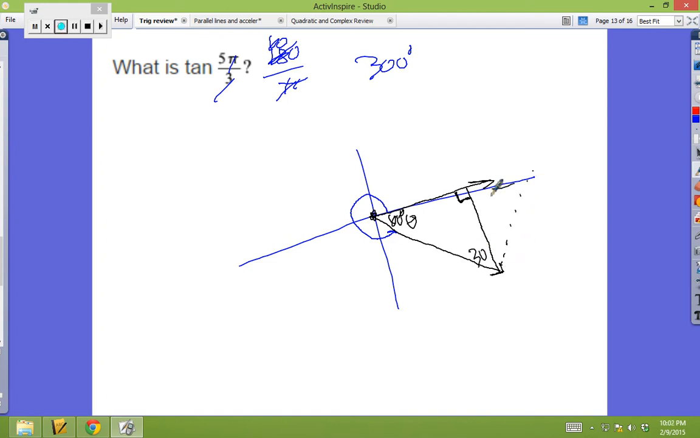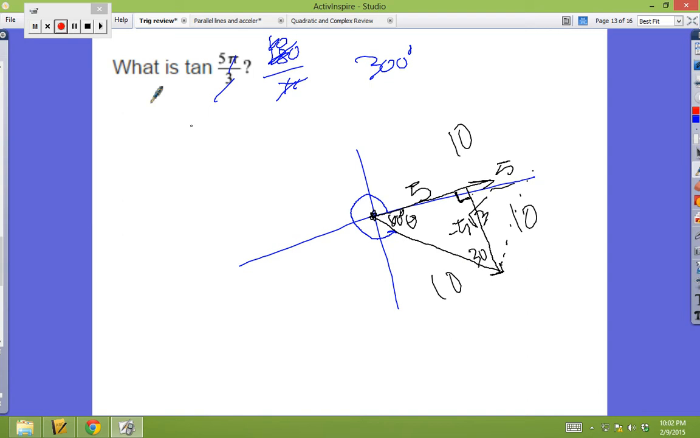Here's my other half. Always flip it over the 30, make up your own dimensions. I want this triangle to be a 10 by 10 by 10. So that means this piece is 5 and this piece is 5. And the height of it is going to be 5 times the square root of 3. But it's going to be negative because it's going down. It's going below 0. It's going in a negative direction.